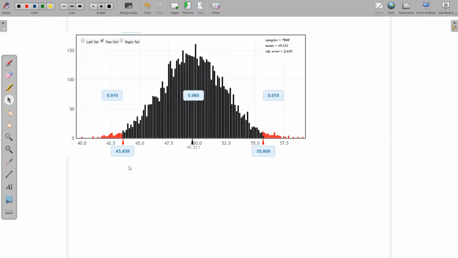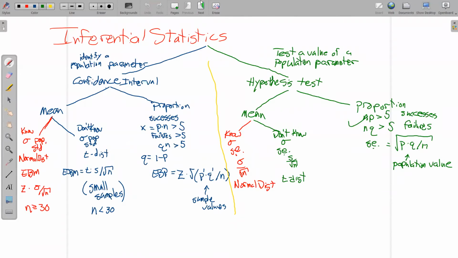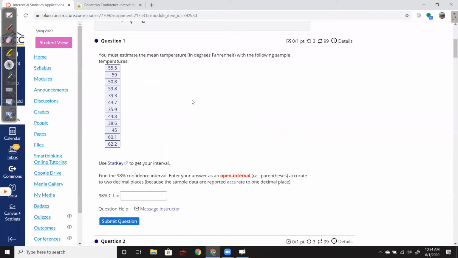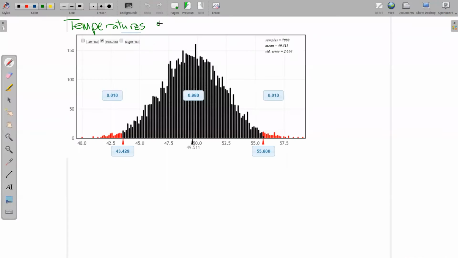So what am I measuring here? Temperatures. And they look like degrees Fahrenheit to me. Oops. Did it say in the problem? Yep, Fahrenheit. In degrees Fahrenheit, and we are trying to estimate the mean.